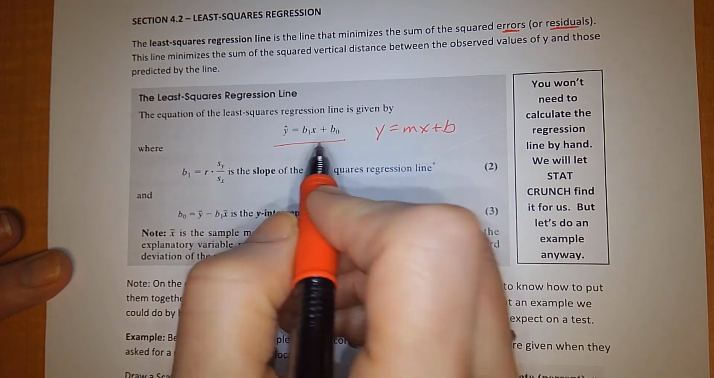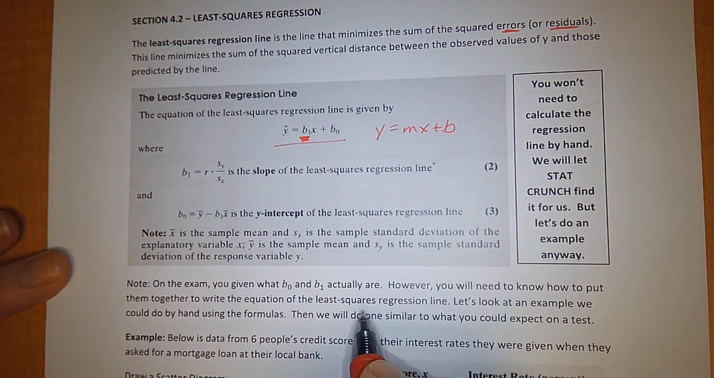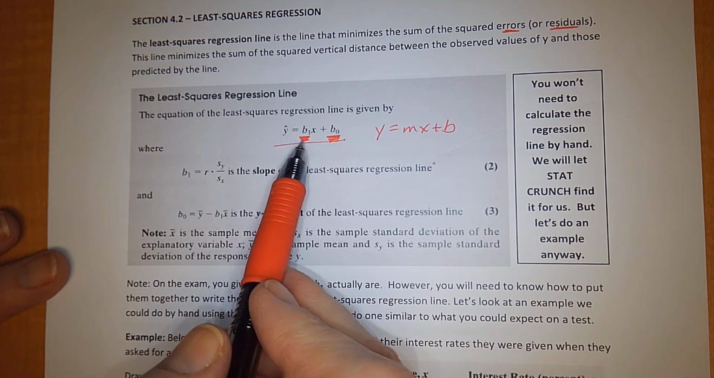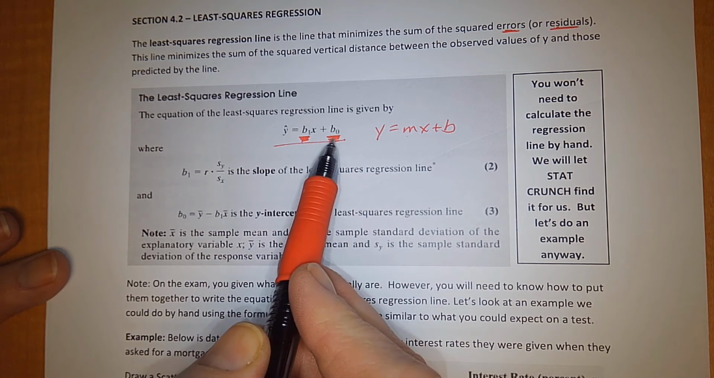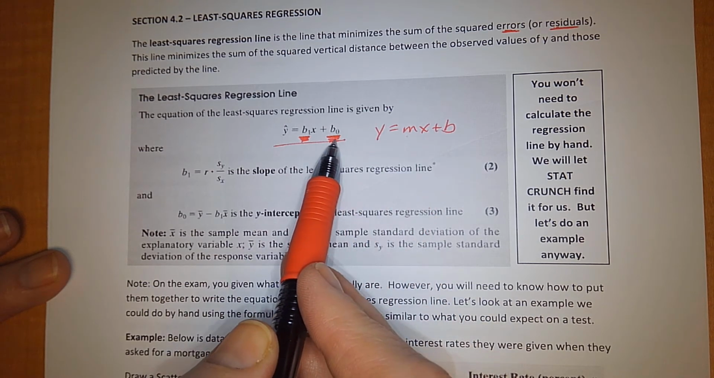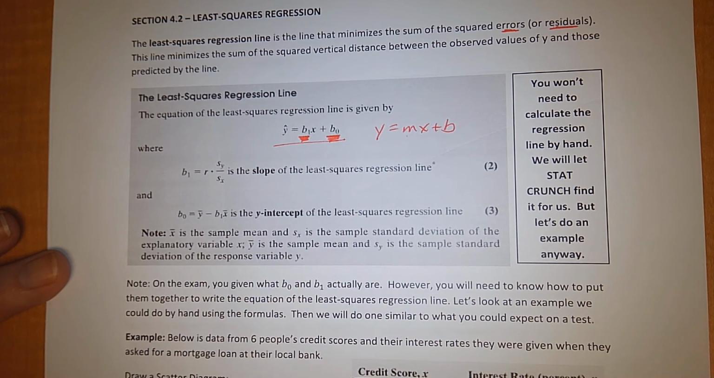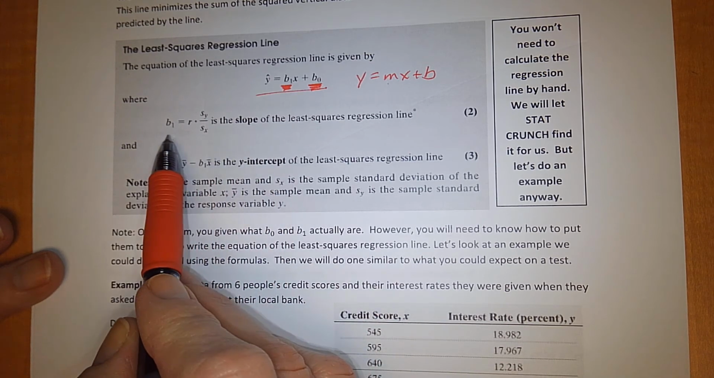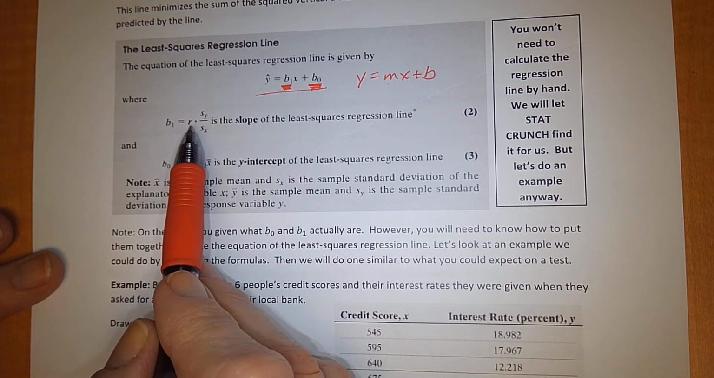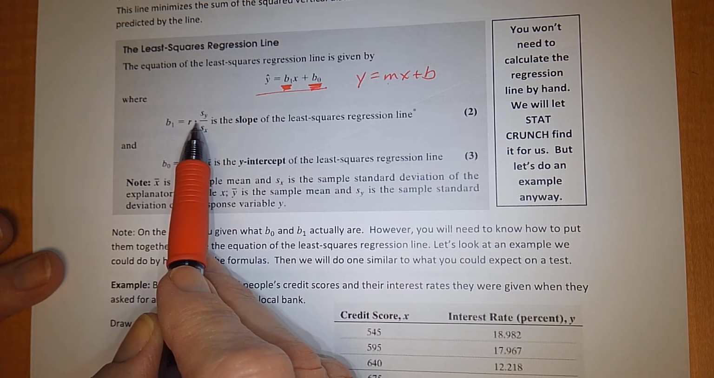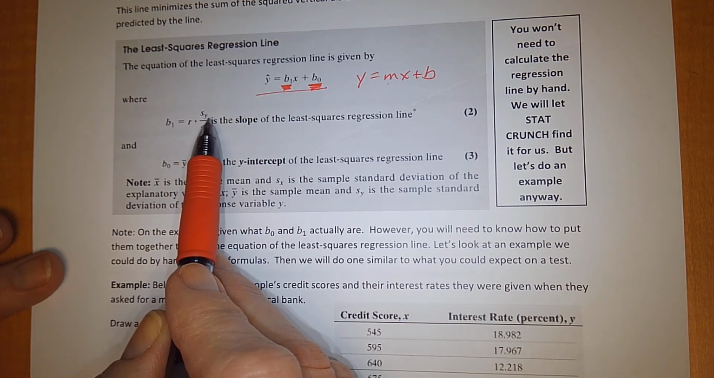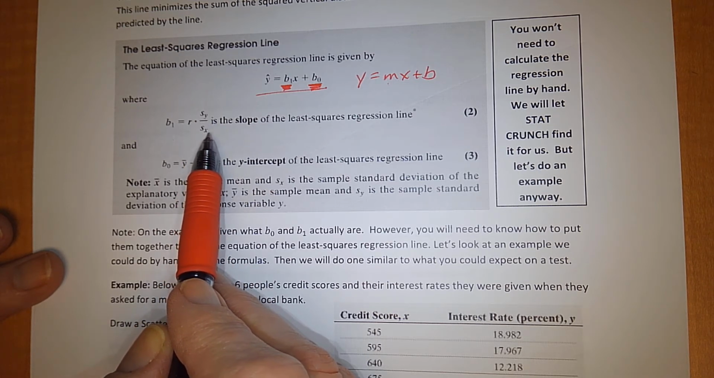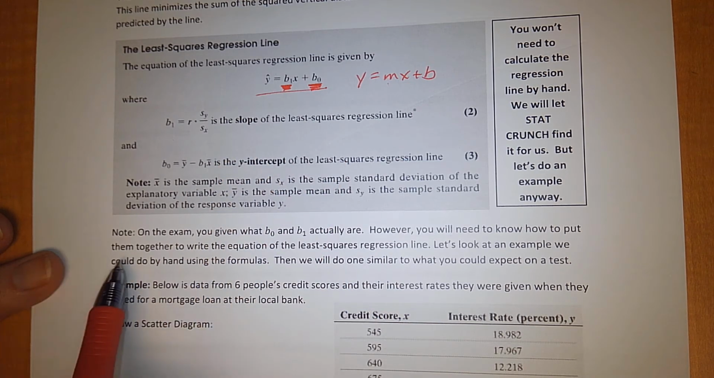Now this predictor line has a slope of b1 and a y-intercept of b0. We're simply calling them two different names, but b1 is the slope and b0 is the b. We're going to stay consistent with the way that the book explains slope and y-intercept. It also goes on to say how we find the slope. The slope is found by taking your correlation coefficient and multiplying that by the standard deviation of your y response variable divided by the standard deviation of your x explanatory variable. And that's the slope of the regression line.